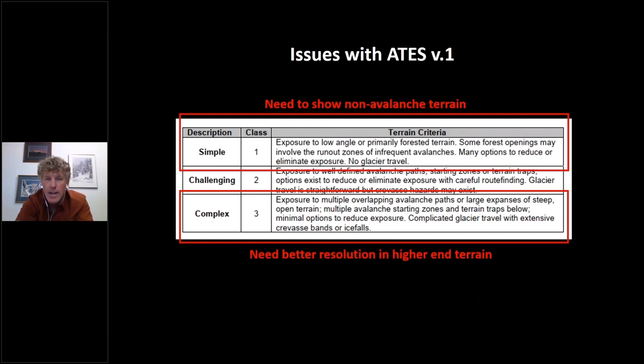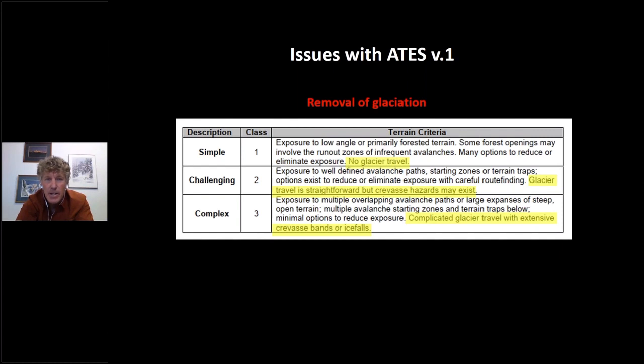And the third thing is the idea of glaciation. You can see here we had glaciation in every level, and it was a bone of contention right from the beginning. And I do have to admit, it's obviously not one of the key inputs into avalanche formation. It has a role to some degree, but I definitely buy that we need to pull that. So we're going to remove the glaciation parameter as well.